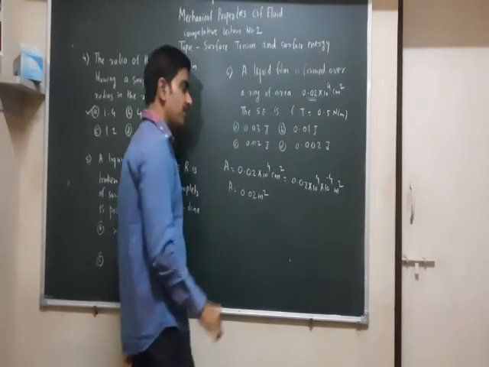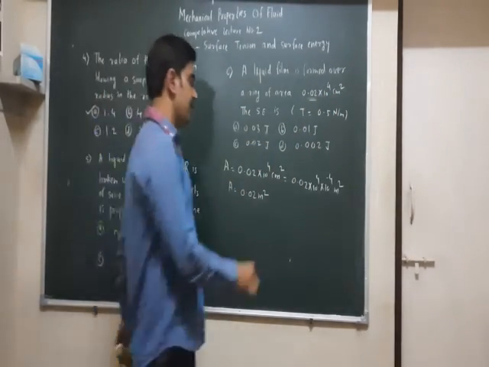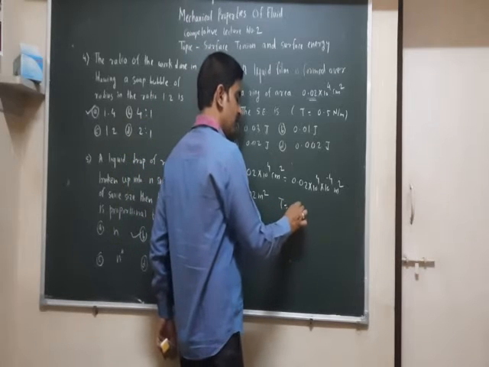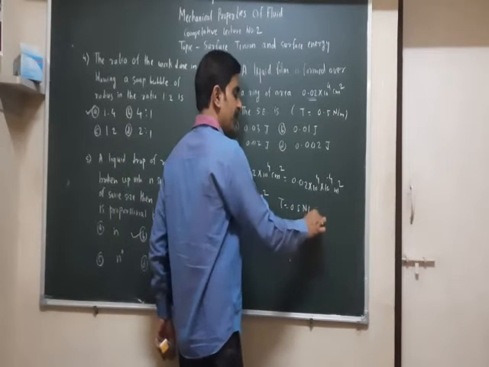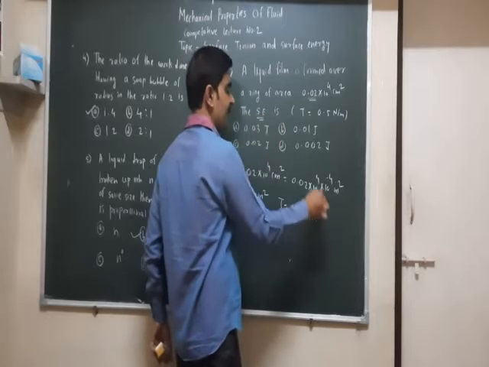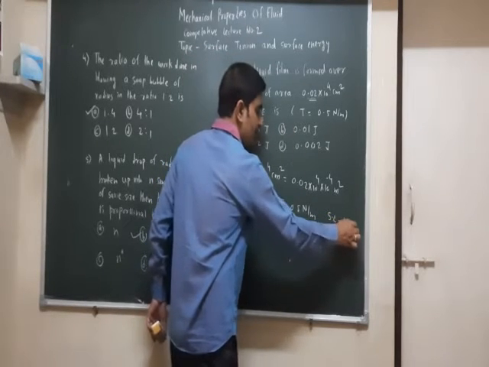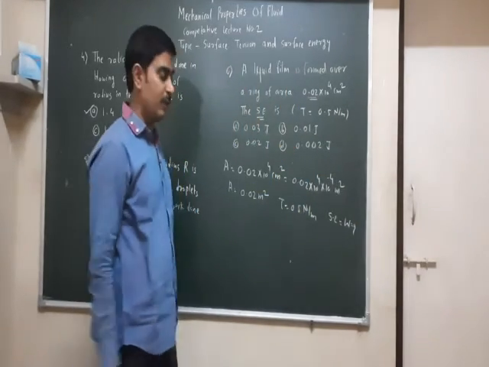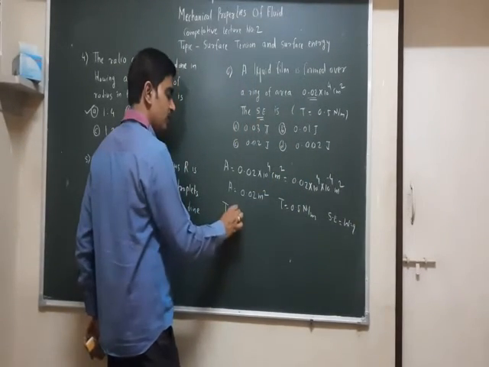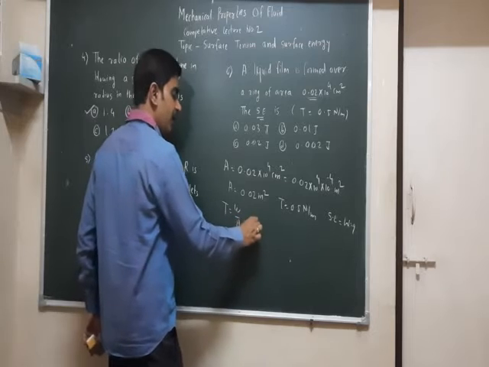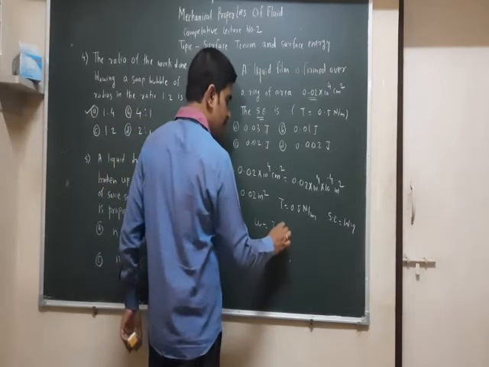The area was given in terms of centimeter square, and I have converted it in terms of meter square. Again, surface tension T is given, that is 0.5 Newton per meter. And what we have to calculate? Surface energy. Surface energy is nothing but the work done. So again, here we have to calculate the work done. Surface tension is equal to work done per unit area. Work is equal to surface tension into the area.